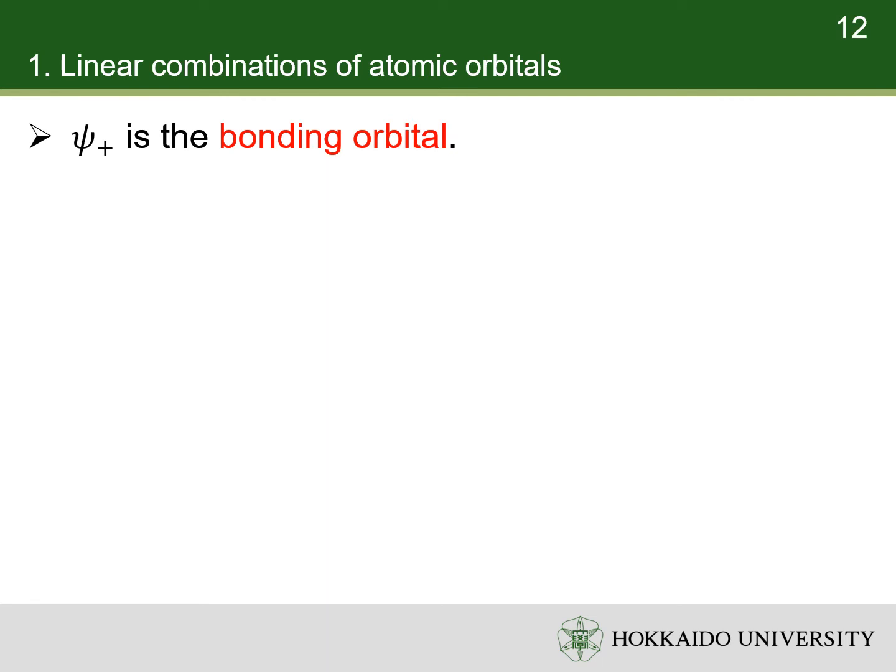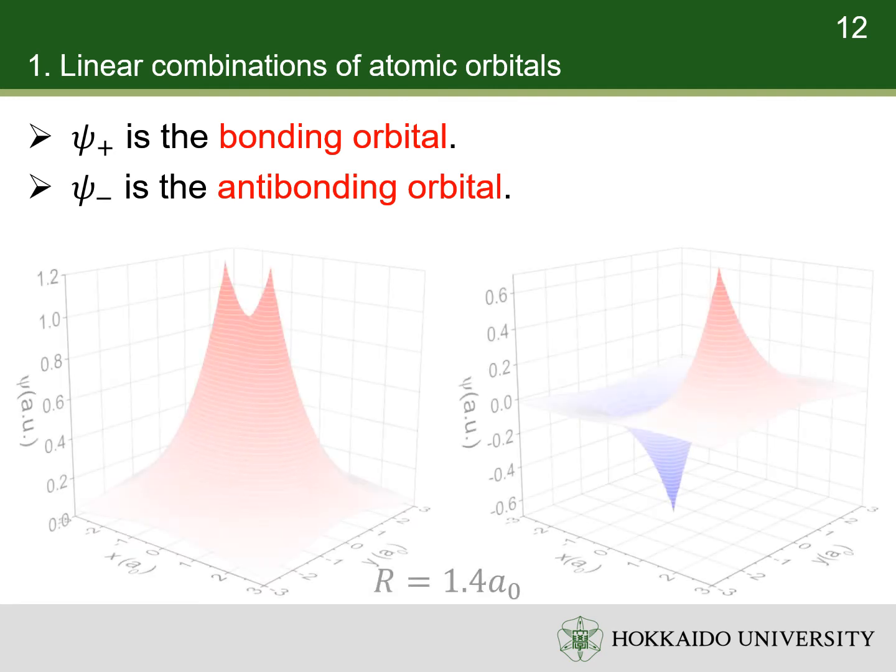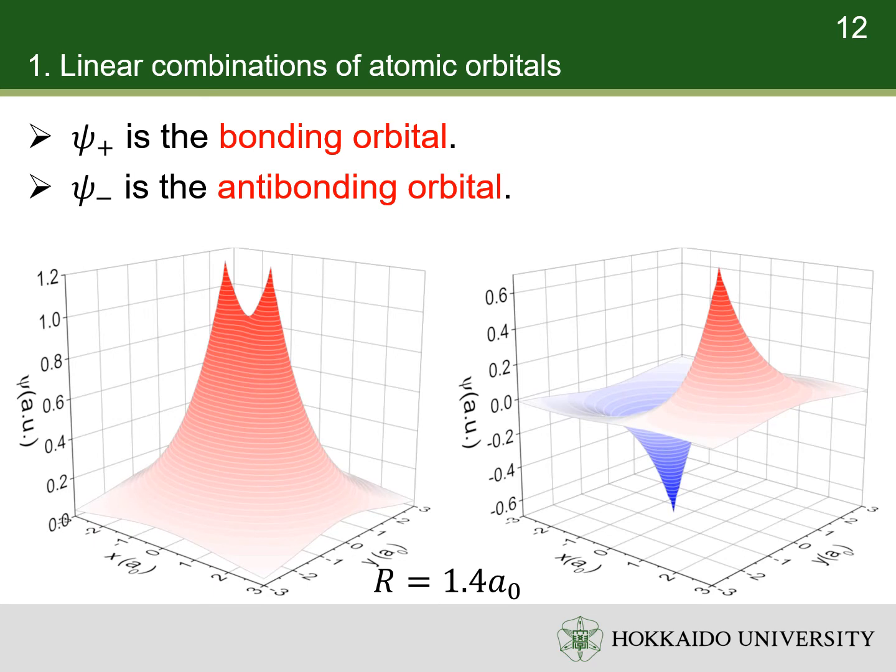Psi plus is called the bonding orbital because it reduces the system energy. Psi minus is the antibonding orbital because it increases the system energy. The values of the bonding and antibonding orbitals on the xy plane are shown below. In the bonding orbital, the wave function is enhanced between the 2 nuclei, while in the antibonding orbital, the atomic orbitals cancel each other between the 2 nuclei.